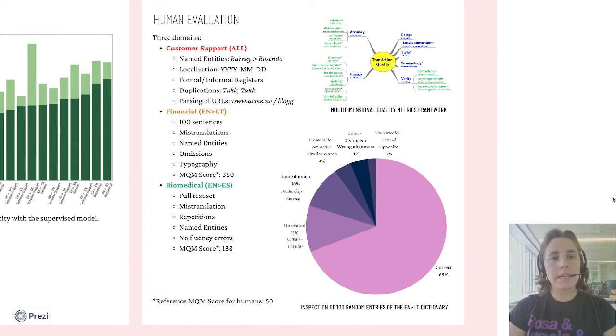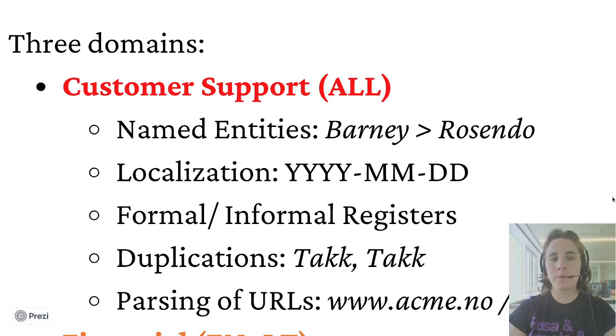Now, let's dig into the human evaluation. We have reported human evaluation results for 3 domains: customer support, financial, and biomedical. For the customer support, all of the outputs were analyzed from English to other languages, and there were some very concerning issues that needed to be described.